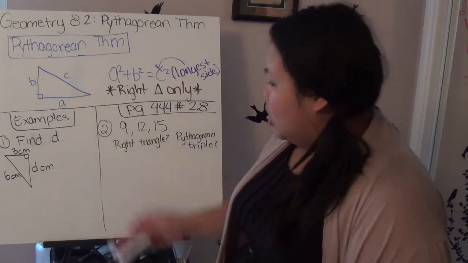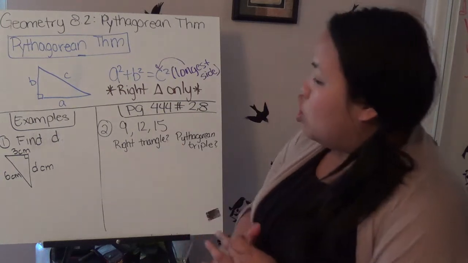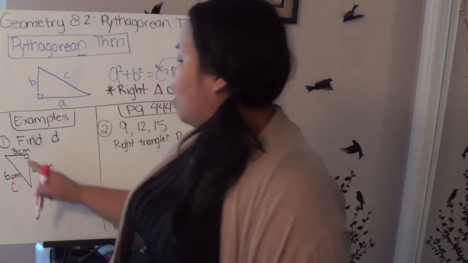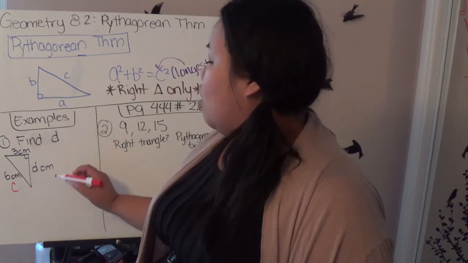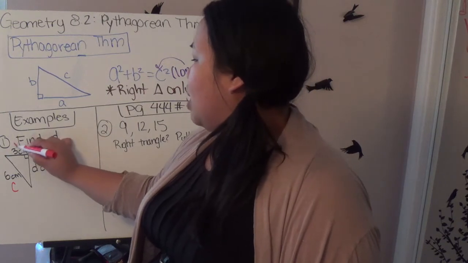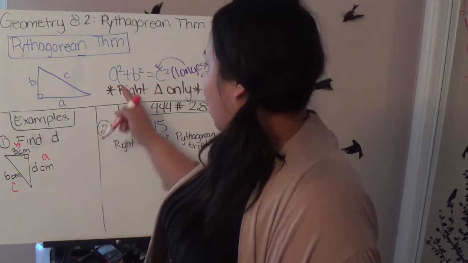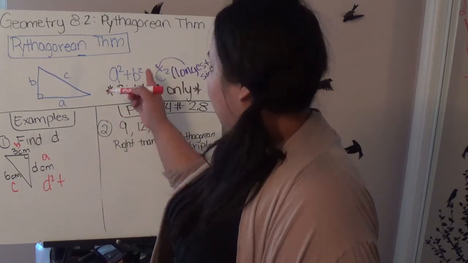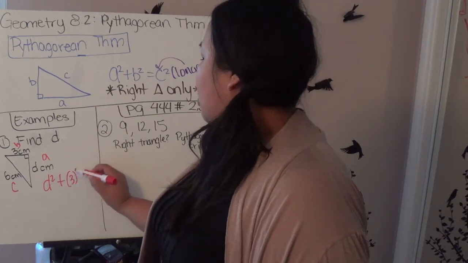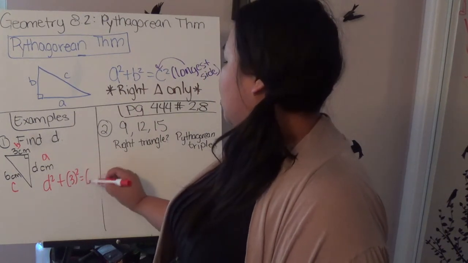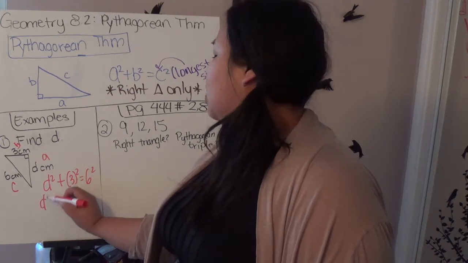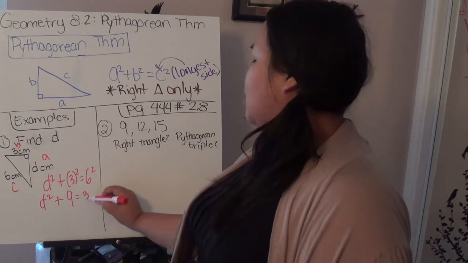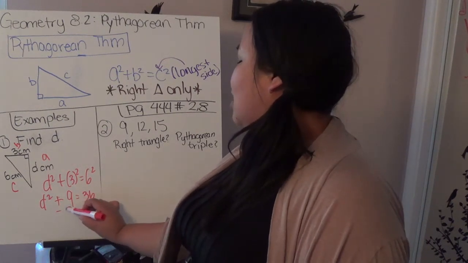They want us to find d, and no matter what, this hypotenuse has to be c. The other two sides could be either a or b, so let's name this a and this b. Once we label it, we just plug it into the equation. A squared, so we have d squared, plus b squared. B is 3, so 3 squared equals c squared, which is 6 squared. So we bring d squared down, plus 3 times 3 is 9, equals 6 times 6 is 36. We're going to subtract 9 from both sides.